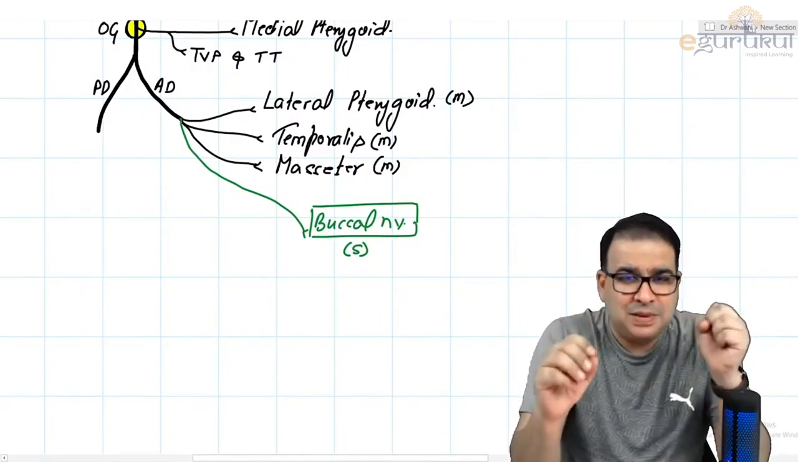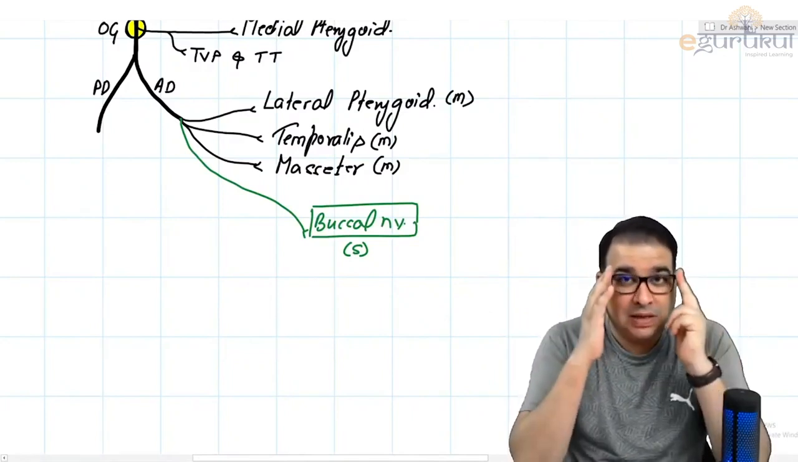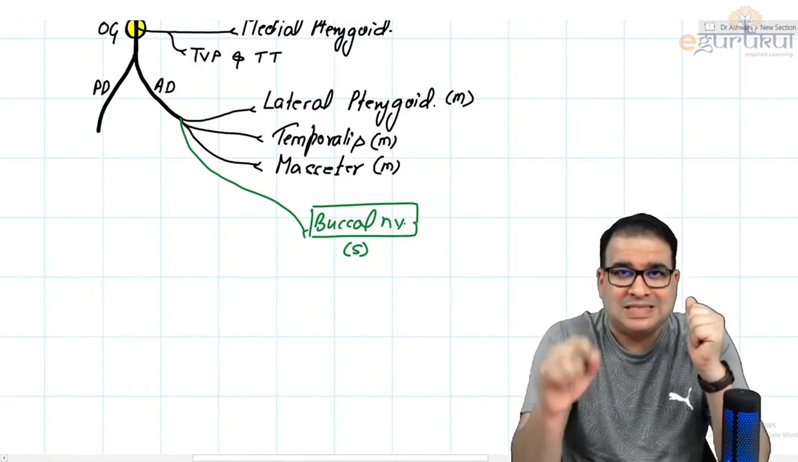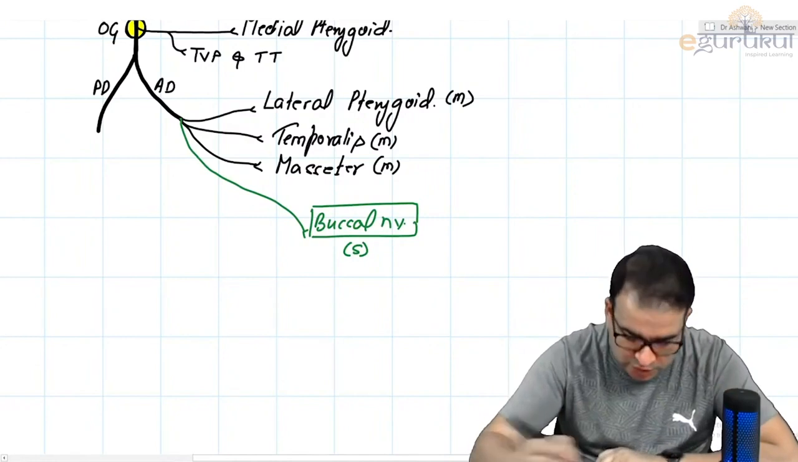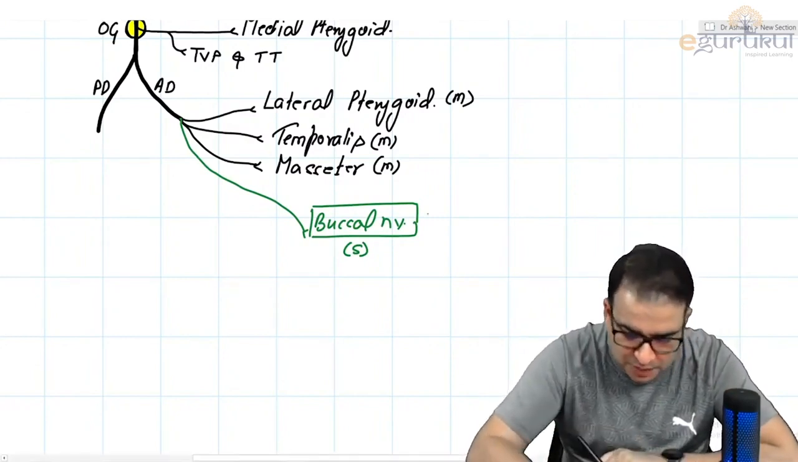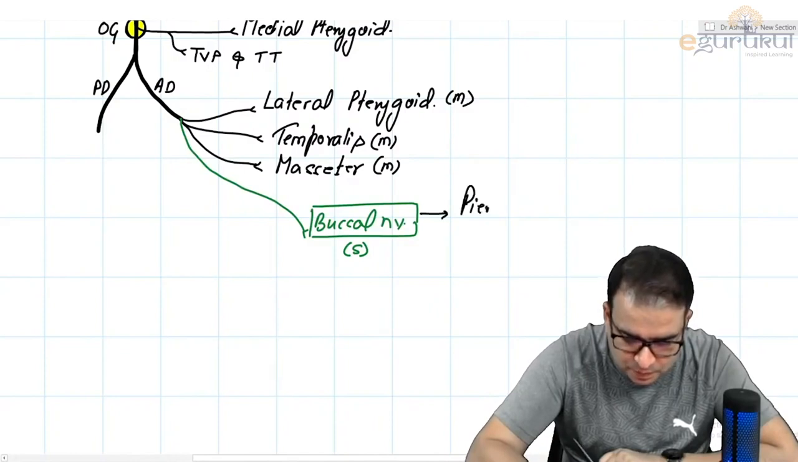But there are some exceptions where the muscle will be pierced by a nerve, but still it will not supply it. And this is that exception here. So what the buccal nerve is doing, which I will show you in the image also in a while, just make a note there that it pierces buccinator.